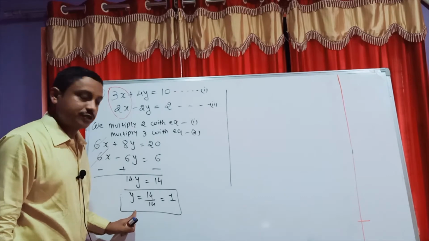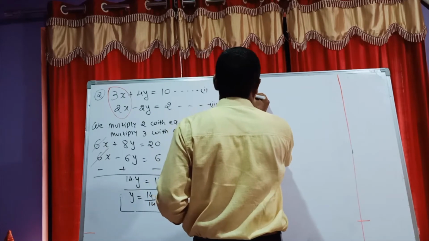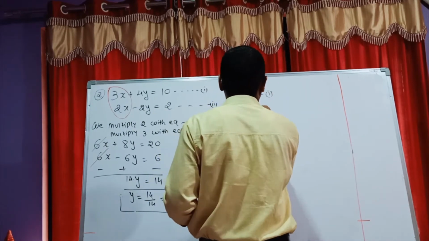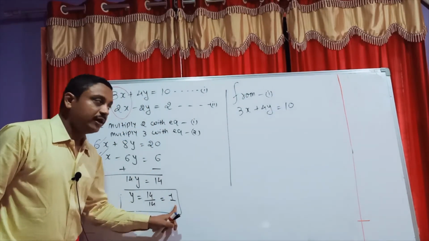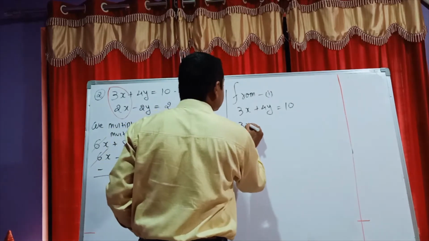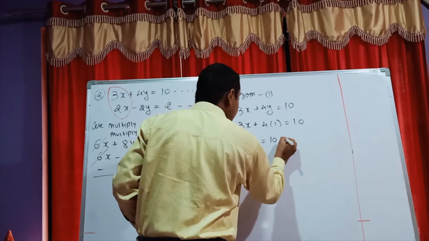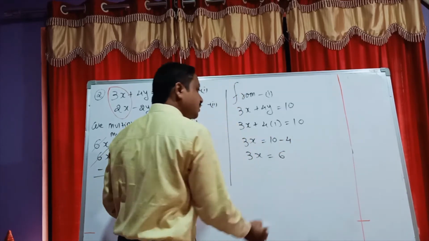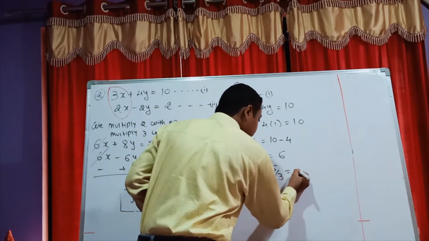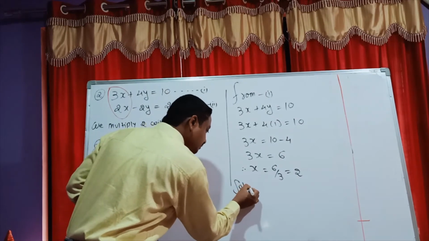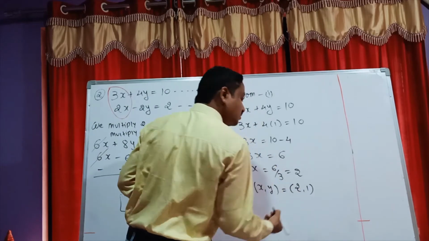Now y is equal to 1. Students, apply it in any one equation, either this or this. I go to the first. From equation 1, 3x plus 4y is equal to 10. Here the y value is 1, attach it. So 3 into x, 4 into 1. So 3x is equal to 10 minus 4. And how much is 10 minus 4? Yes, it is 6. So x is 6 by 3, my answer is 2. So my solution is easily done: x comma y is 2 comma 1.